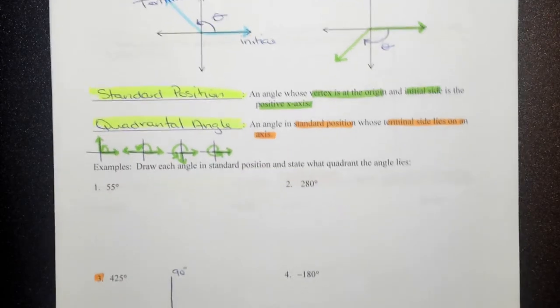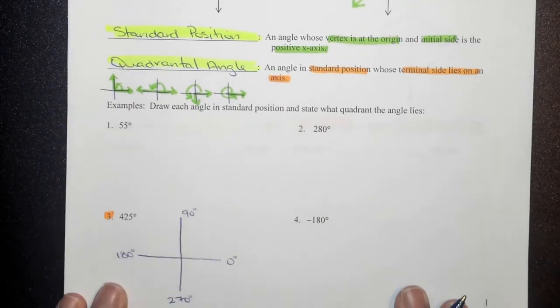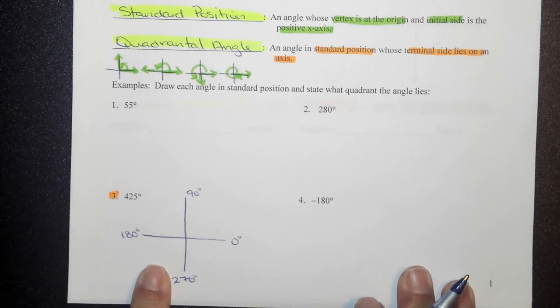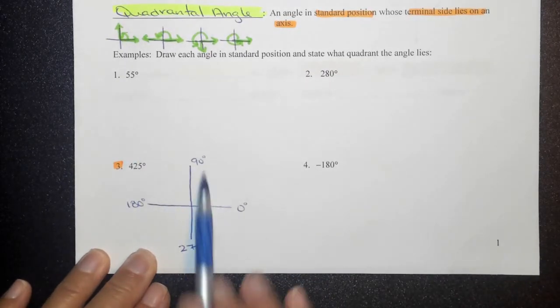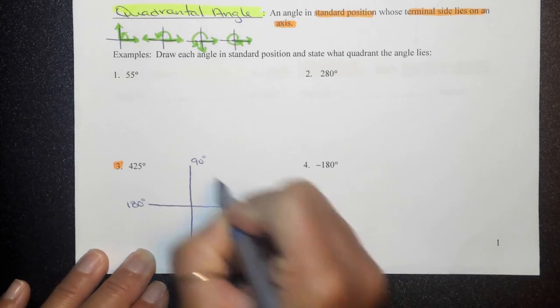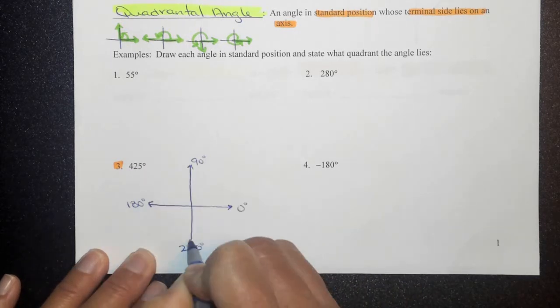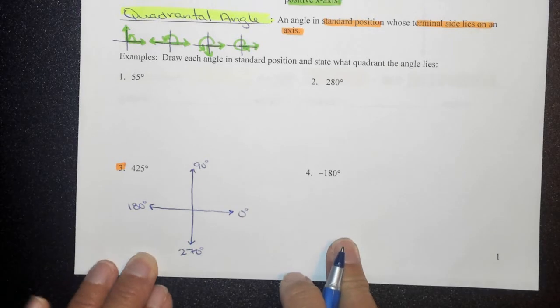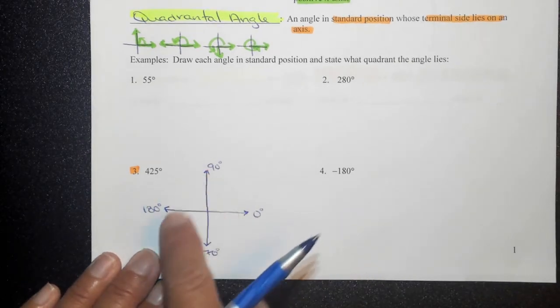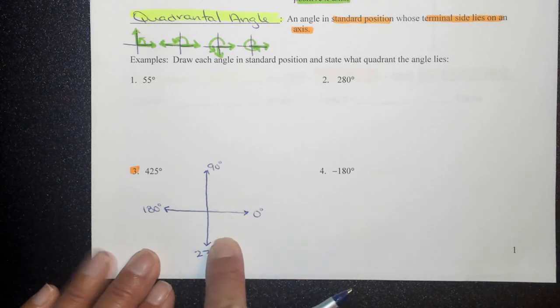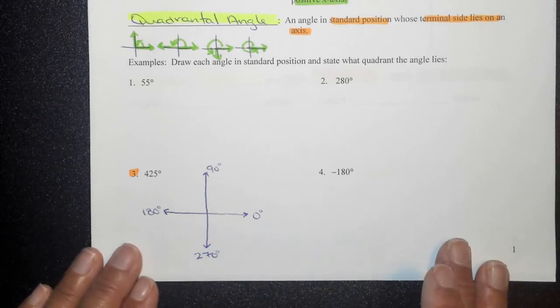So when you draw an angle in standard position and state the quadrant that the angle lies in, I'm going to give you one example here. In this case, these are all in degrees, so I draw my axes, and I've labeled all the quadrantal angles, and now what I need to do is show the angle in standard position and then state which quadrant the angle will lie in.